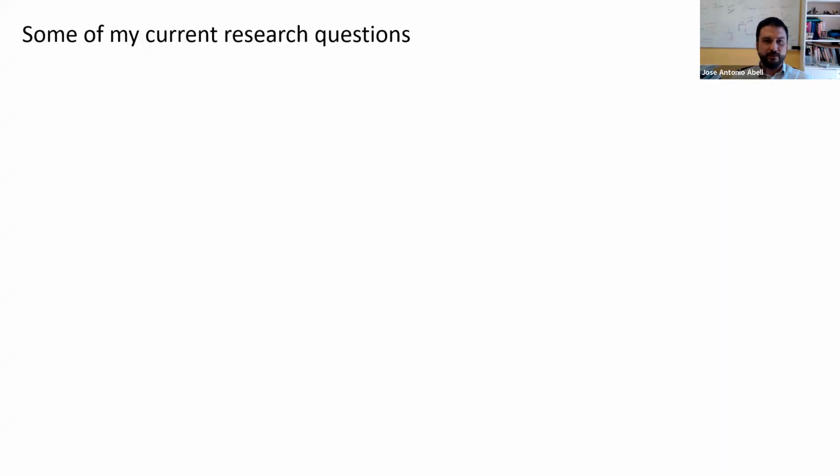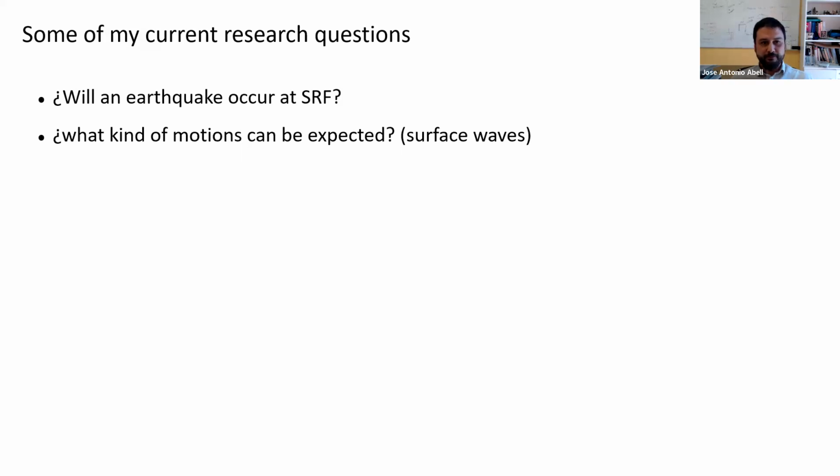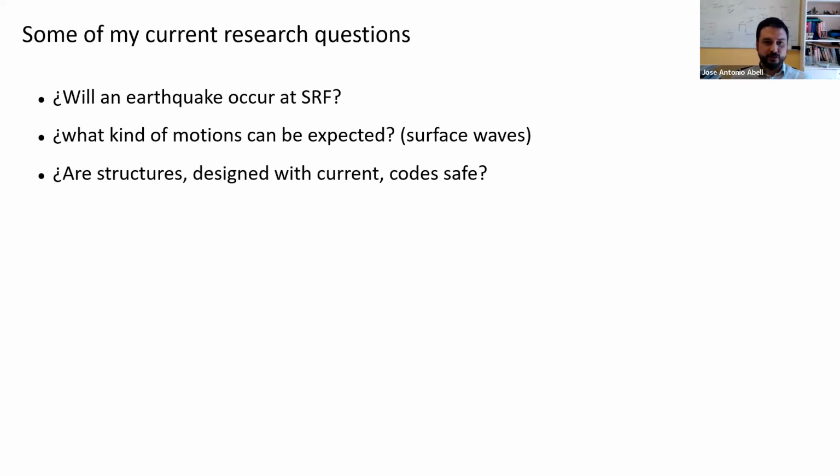So one of the things in my research right now is, well, not to answer the question, will an earthquake occur? We'll leave that to the seismologists and specialists. But if an earthquake occurs, what kind of motions can be expected? Surface waves, will they have a predominant role in structural response? And are structures designed with current codes safe, or what kind of performance can we expect out of them?